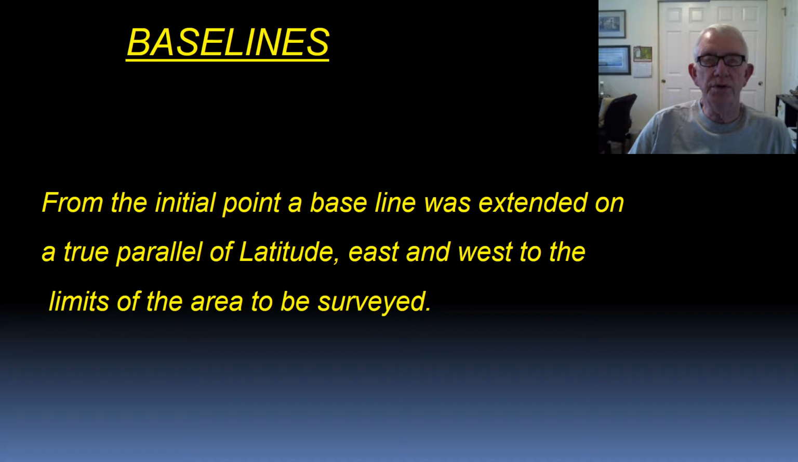Now that we have the principal meridian being run, they would also run a baseline, which would be perpendicular to the principal meridian and would be a true line of latitude, and it would run east and west to the limits of the area to be surveyed. The baseline for Washington and Oregon goes west to the Pacific Ocean and east to the Idaho border.